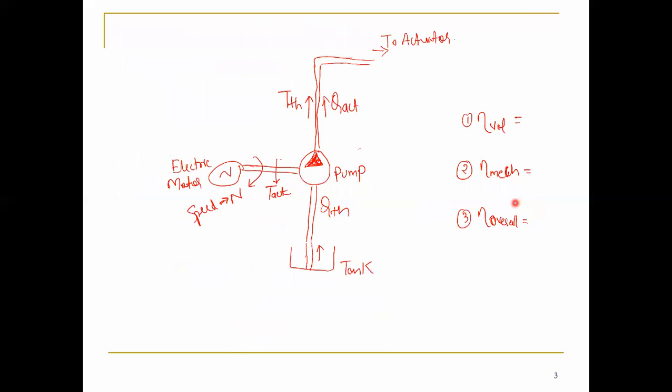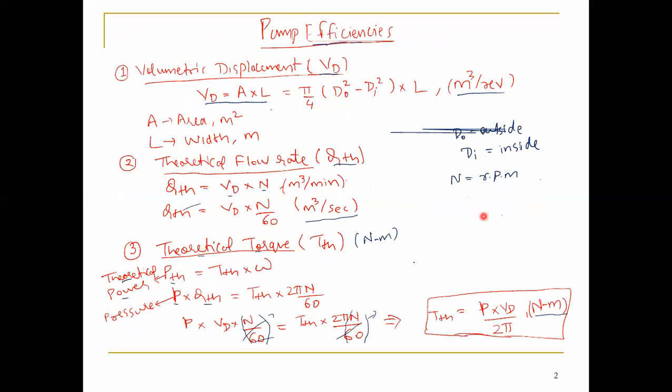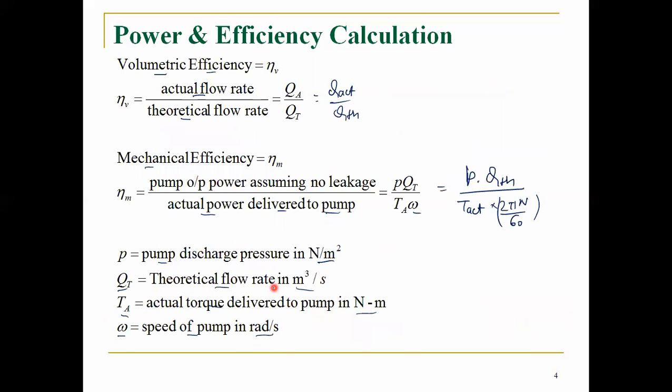This is something you have studied earlier. Here you can see PQTH. I bring this 2 pi n by 60 to the left hand side denominator. So what will I get? I will get T theoretical. So directly I can write mechanical efficiency as T theoretical divided by T actual. Because you know T theoretical is equal to pressure multiplied by Q theoretical, the theoretical flow rate, divided by 2 pi n by 60. So that is the T theoretical.